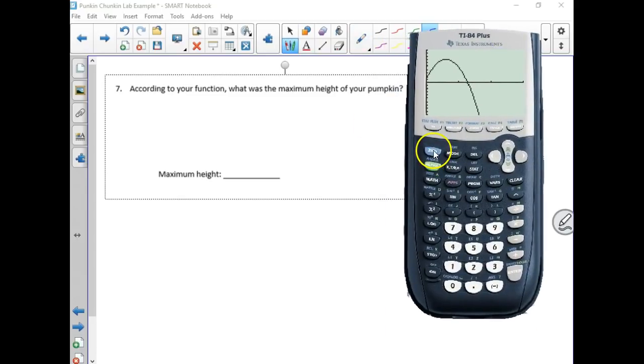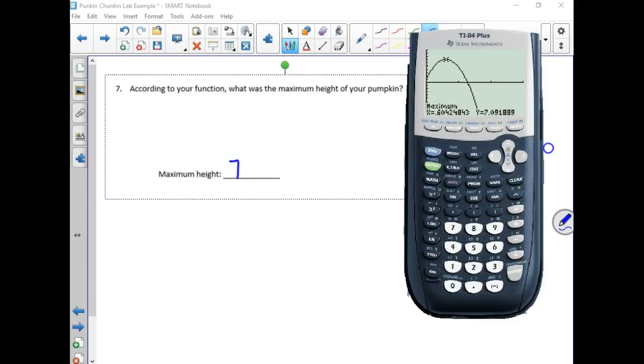To find the maximum, we're going to press second trace to get to the calc menu. We're going to pick number 4. We have to move our little spider all the way to the left side of the hill. Whenever it asks for left bound at the bottom, you've got to go to the left side of that maximum. Then you go to the right after you hit enter, and then go back to the middle for your guess. And we get a maximum at x equals 0.6042, y equals 7.091889. So the y coordinate there is our height. That's what we're looking for.